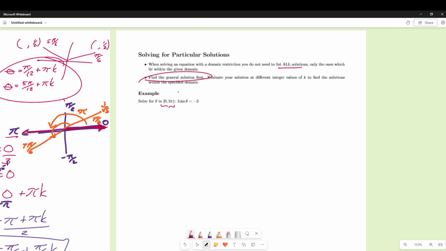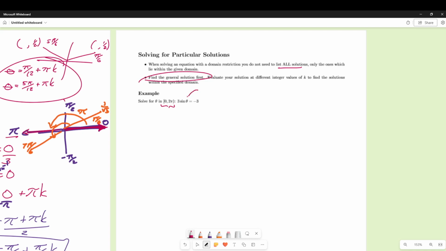Anything that changes your period or a phase shift, so anything going on inside that function, can move your solutions around and generate extra solutions within your interval. So if you don't create the full general solution first, you will miss or mistakenly put solutions to your problem. So make sure you always find your full general solution first, and then evaluate it at different values for k to find things that live within your specified domain.